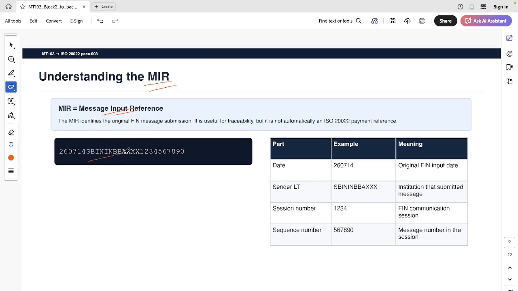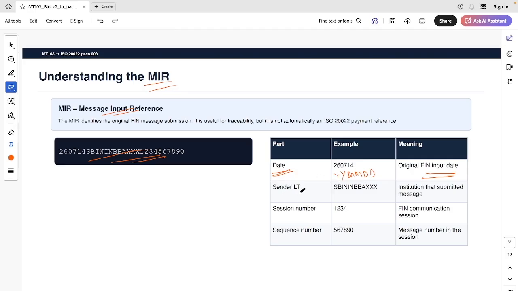You can see this sample MIR value, and let's break it down. The first six digits of this MIR represent the FIN input date. It's a FIN input date, and this may be read as a year, month, and day, so it's like YYMMDD according to the FIN date format.